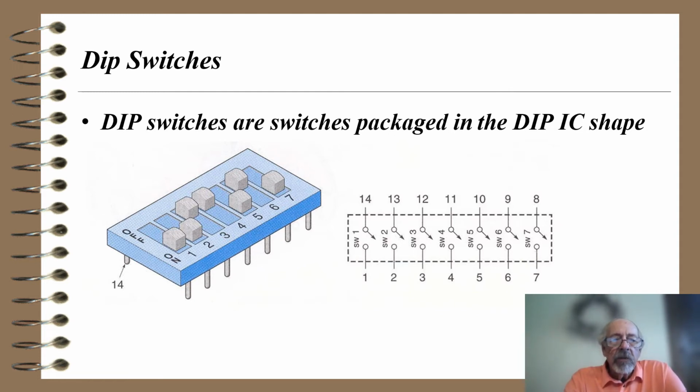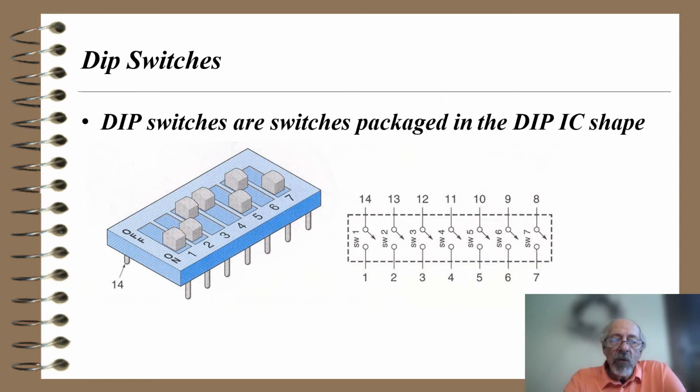Another common switch is what we call dip switches. And DIP stands for dual inline pin, by the way. They're switches packaged in the DIP IC shape, and you can see that there are 14 pins on this switch. Divide 14 by 2 and that gives me 7 switches, and the switch diagram on the right-hand side shows switch 1 through switch 7.